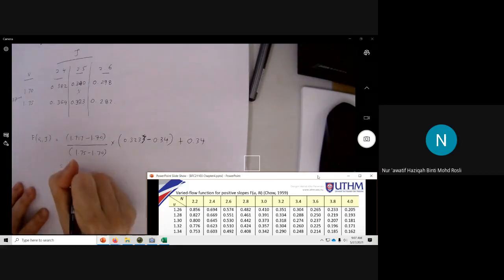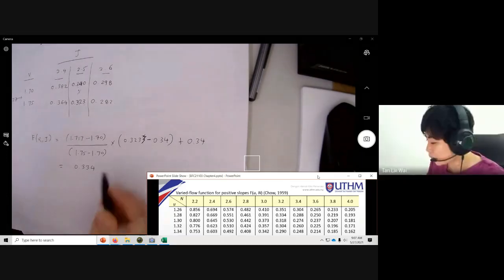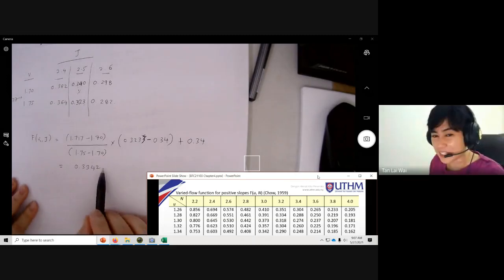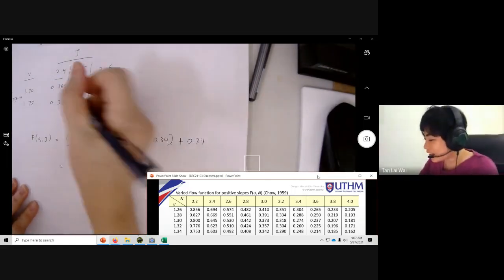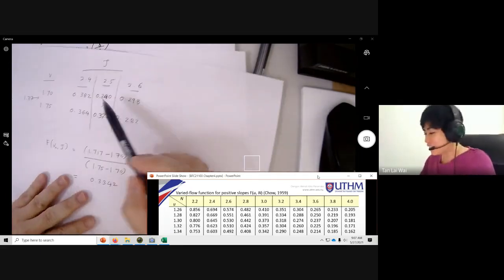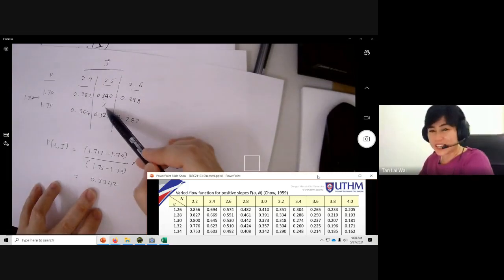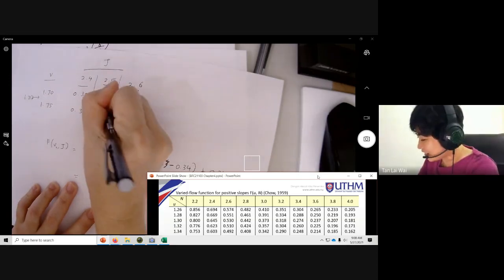0.334. 0.334, yes. 0.3342. Right, 0.3342. Is it right? Right. 0.33422. Okay. I thought it was 342, I was a bit unsure, but yes. So it's indeed in between these two values. So I can accept it. Okay, thank you for calculating.